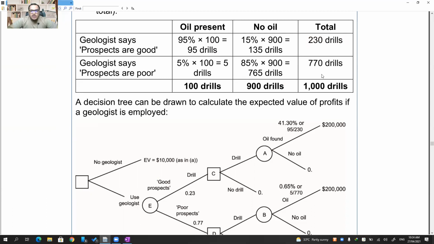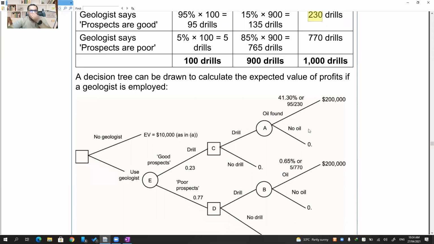And how many times will we not find oil, sir? 135 times out of these 230 times. There the probability you don't need to calculate, because your value will become zero. Anyways, there is no need of calculating this.